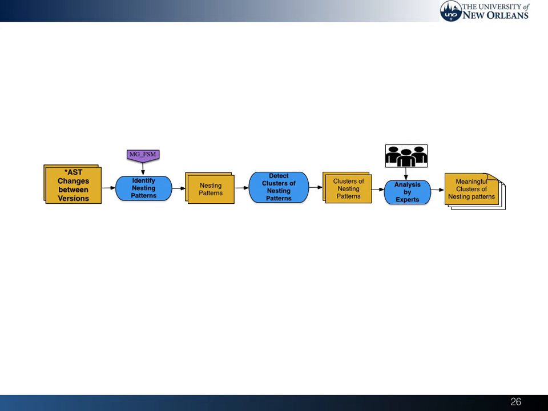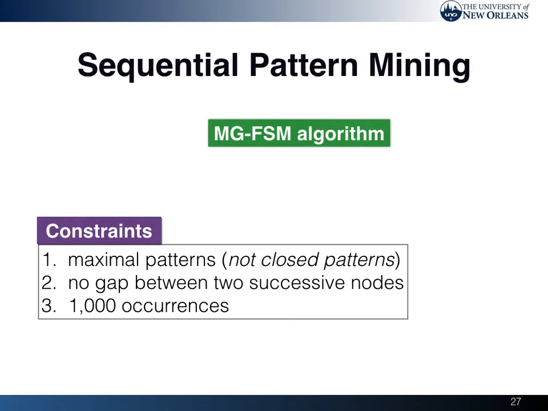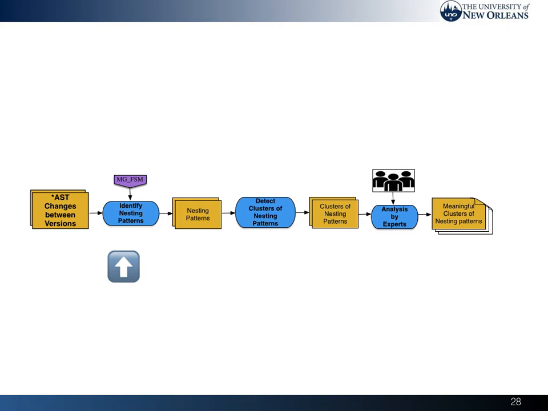Let's dig further into these steps by starting with this one, sequential pattern. As mentioned earlier, we have used the MGFSM algorithm to identify sequential patterns. You will find a detailed description of the algorithm in the link given here. To run the algorithm, we apply three constraints that include maximal pattern, no gap between two successive nodes, and a pattern must have at least 1000 occurrences. After running the algorithm, we have found 385 nesting pattern types that we use for clustering in the next step. Let's look into the details of this clustering step.